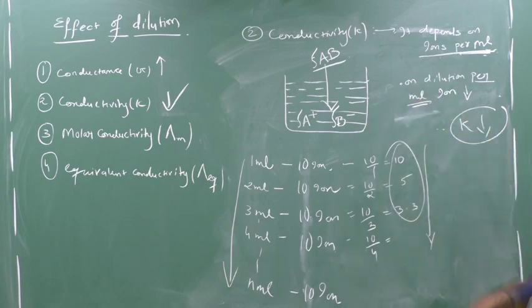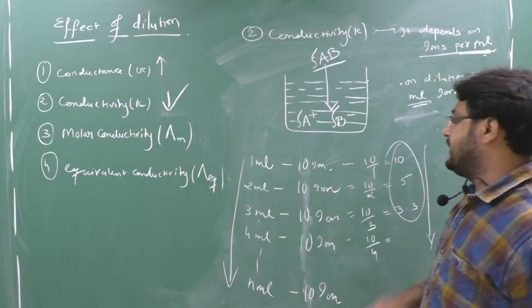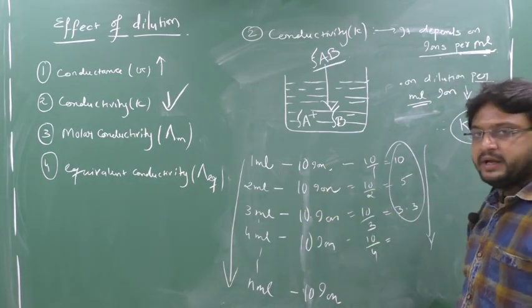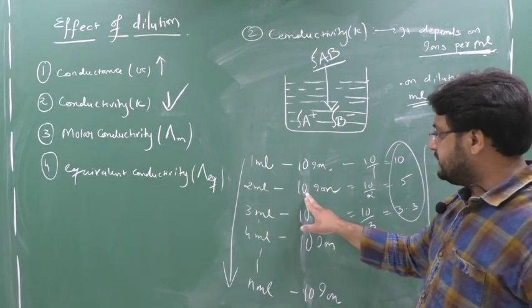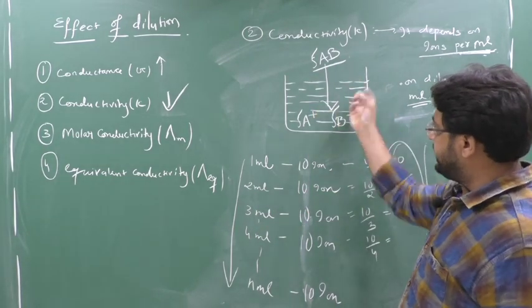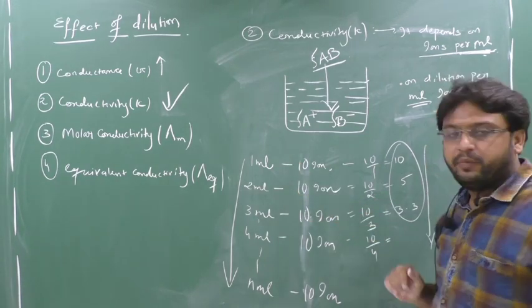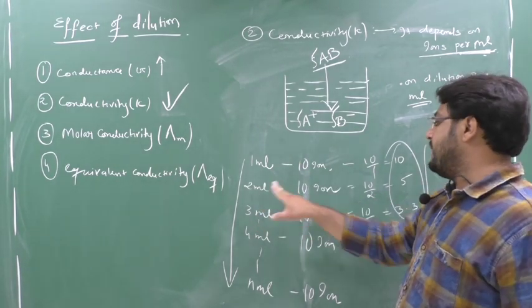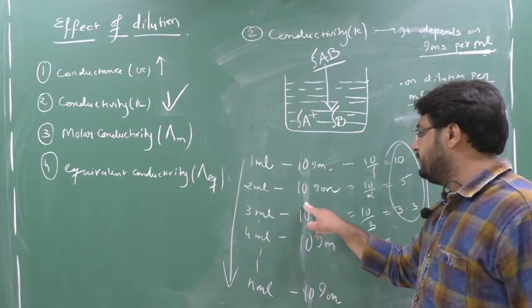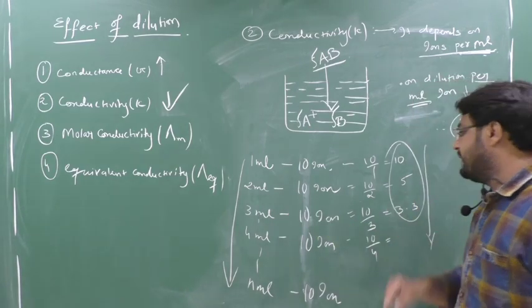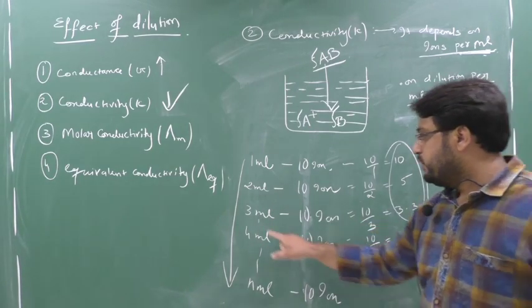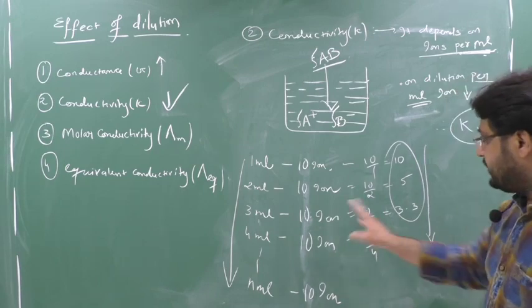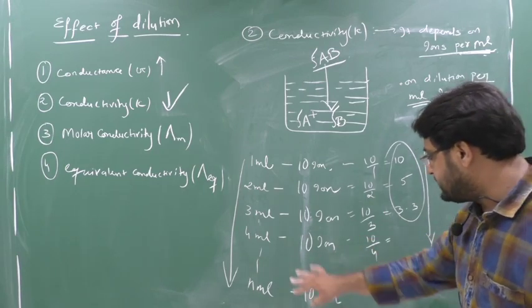On dilution what happens? See, I was having 1 ml with 10 ions, so 10 by 1, 10 ions will be there. Now when I have 2 ml with 10 ions, because I am doing dilution, I am adding water, so from 1 ml I am making 2 ml. So in 1 ml how much will be there? 10 by 2, 5. Again 3 ml, 10 by 3, then 10 by 4, then 10 by 5, then 10 by 6, then 10 by n.